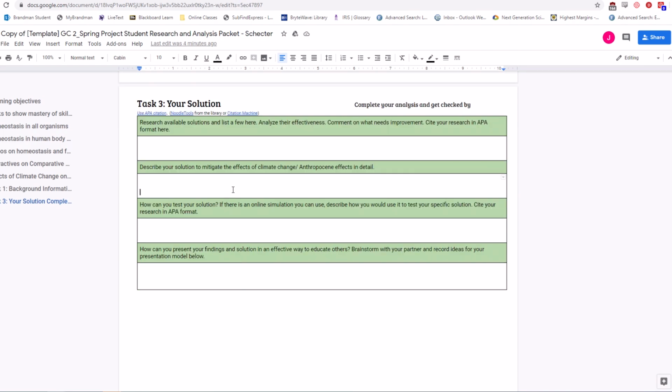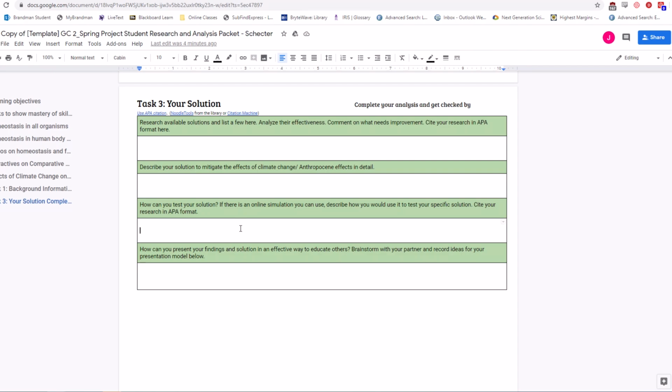So describe your solution to mitigate the effects of climate change or the Anthropocene effect in detail. The keyword here is mitigate. We're not going to magically make all the pollution vanish, but we can reduce consumption, change fuel sources, try something different, help out, pick up trash. How can we mitigate, reduce, slow down the impact? That's what you're trying to do here. I'm not asking you guys to save the world.